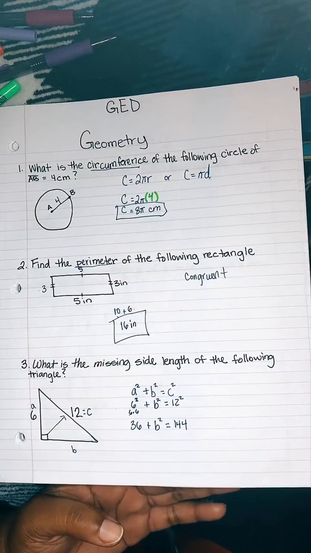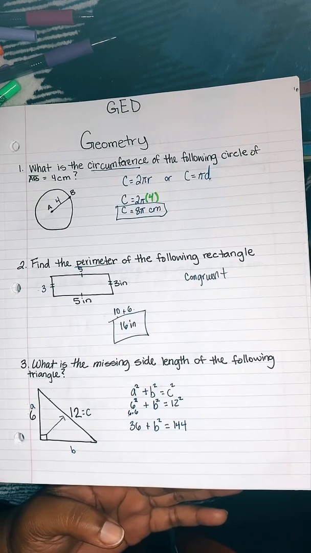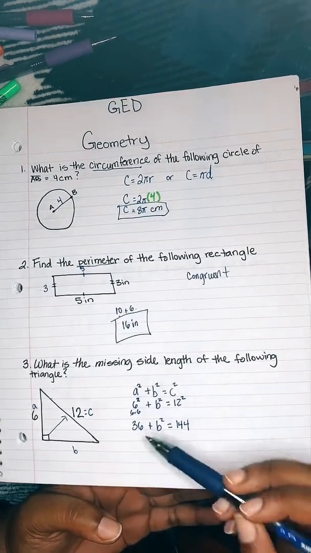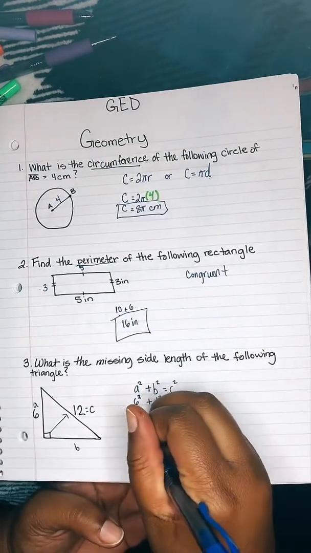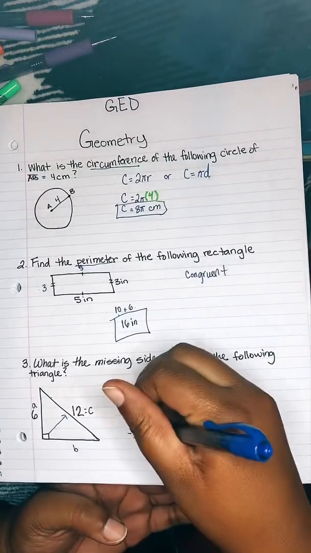Good. Now, what do I have to do to get the B squared by itself? What do we do, you guys? Good. You guys coming with it. 144 minus 36. Subtract. Yes. This is a positive, so the opposite of a positive is a minus. And we're going to minus 36 from both sides.